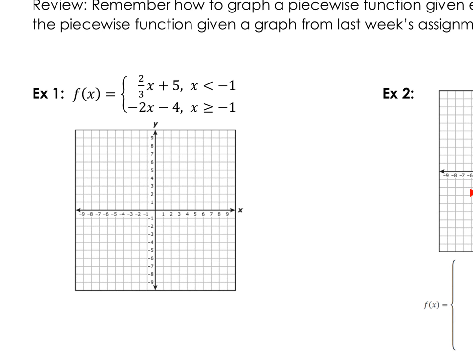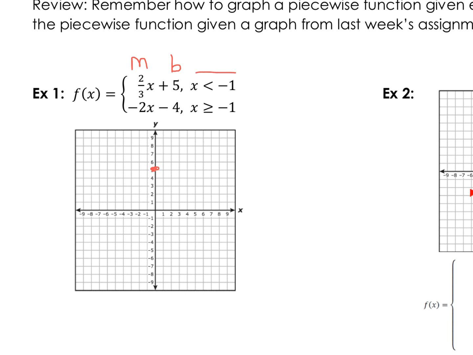So the first part of the function says that f of x equals 2/3 x plus 5 when x is less than -1. Now, we would normally start with our slope and with our y-intercept. Our y-intercept is this 5 right here, and our slope is 2/3. So if I graphed the y-intercept first at 5, then I would go up 2 and to the right 3.